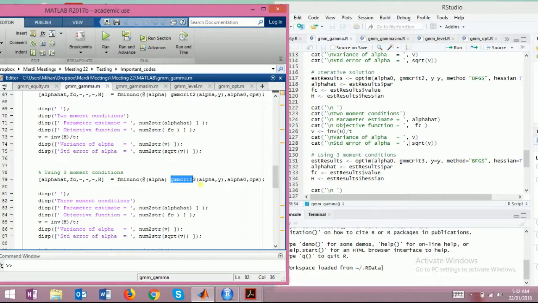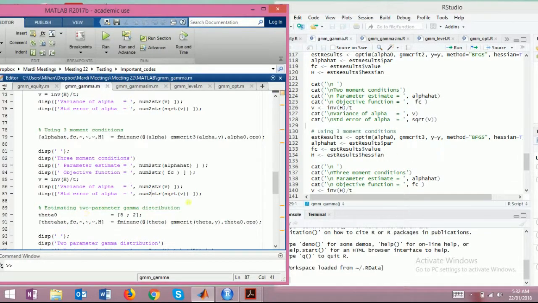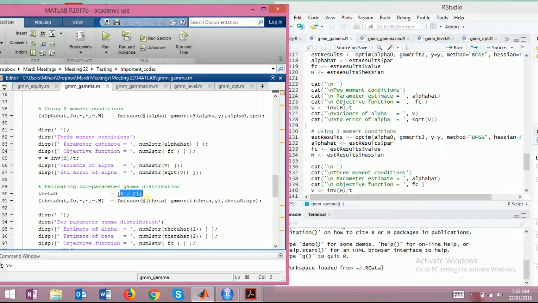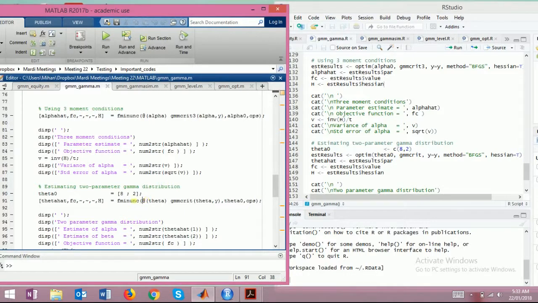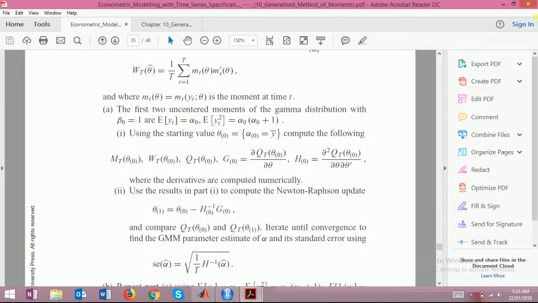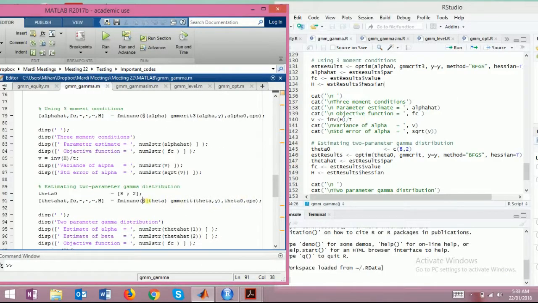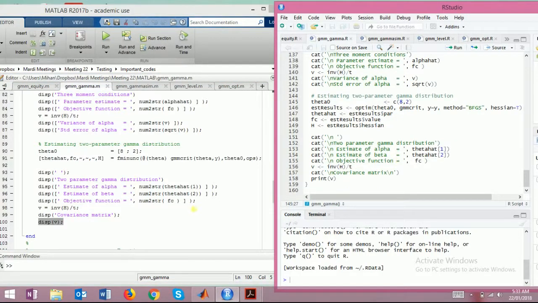In case of a third moment condition, we just call the GMM 3 function, and that's all basically. In case of a two-parameter gamma distribution, we have two initial values, 8 and 2. We just assume them. There is no hint on initial values in the question, so we're just assuming 8 and 2. It doesn't really matter. Then we call the function, and the two parameter estimates are presented to us with a covariance matrix. This is already a covariance matrix, there is nothing new.